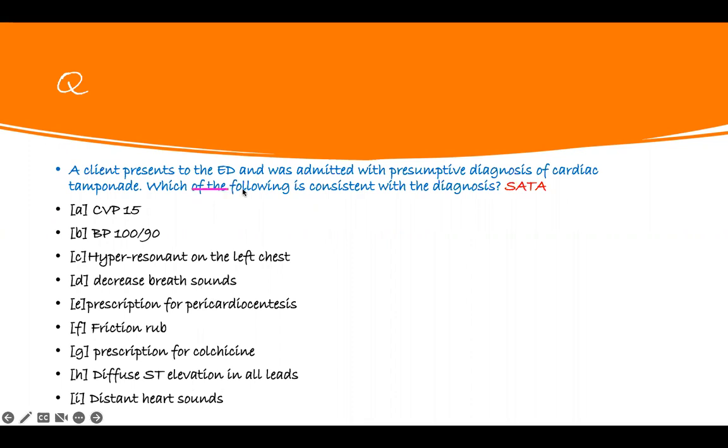Which of the following is consistent with the diagnosis? A client presented to the emergency room and was admitted with a presumptive diagnosis of cardiac tamponade. Which one is consistent with that? We know the pathophysiology involved. What is cardiac tamponade? We have to look at our answers. CVP of 15. I told you normal CVP is 2 to 8. If it's 15, that means increased CVP. Increased CVP is the same as JVD.